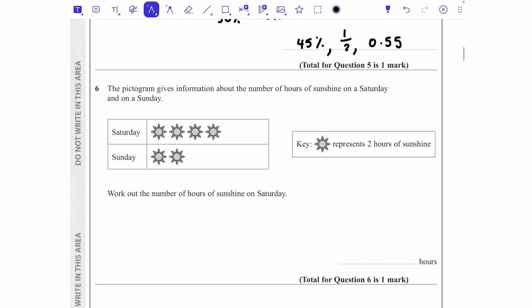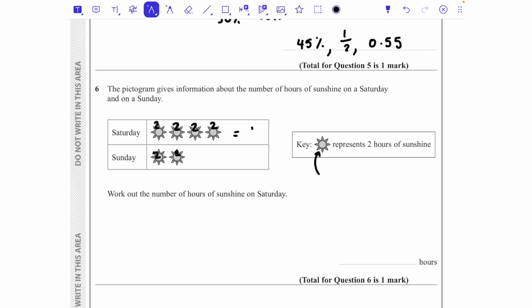Question number 6. The pictogram gives information about the number of hours of sunshine on a Saturday and on a Sunday. Work out the number of hours of sunshine on Saturday. So we can see from the key that each of the suns is worth 2 hours. So we've got 2 there, 2 there, 2 there, 2 there, 2 there, and 2 there. So on Saturday, it would be 8 hours in total, and on Sunday, it would be 4 hours in total, but they've just asked us about Saturday, so that would just be 8 hours.